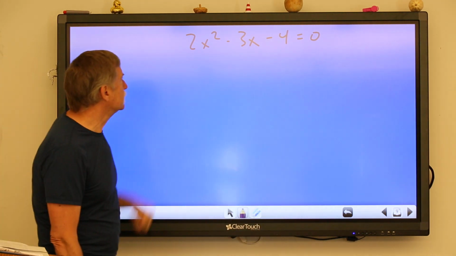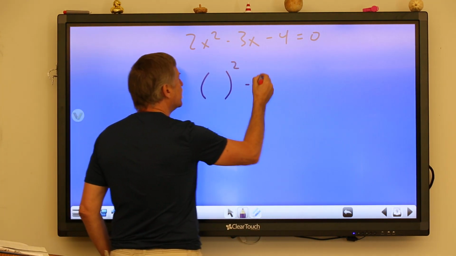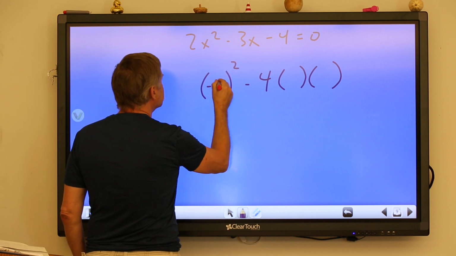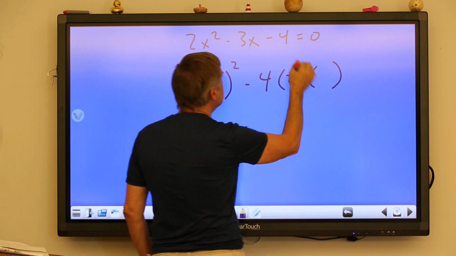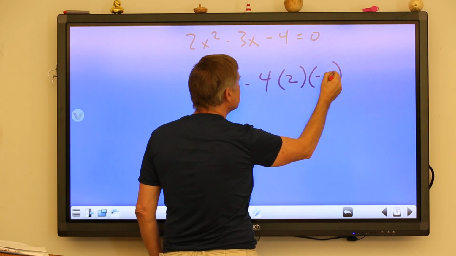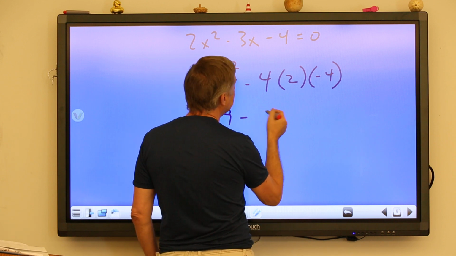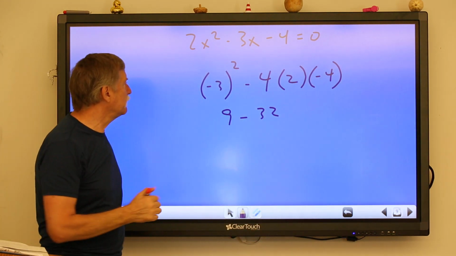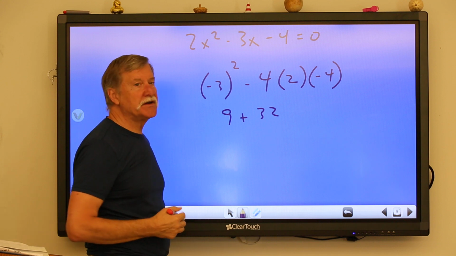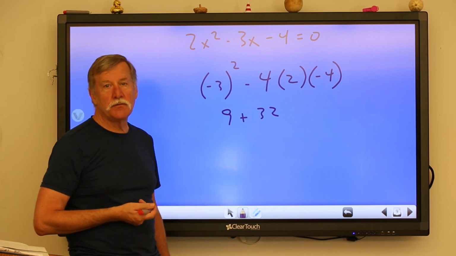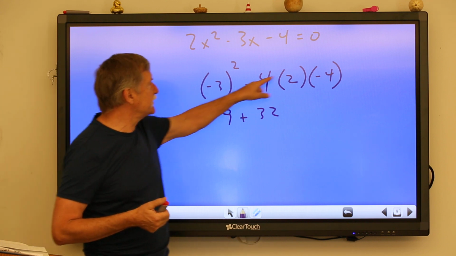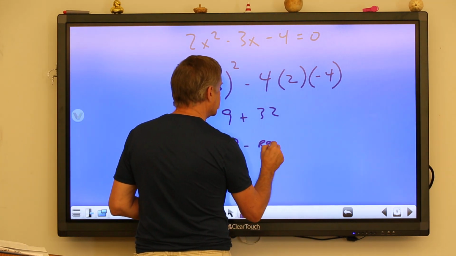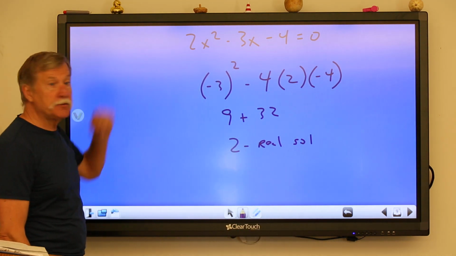Okay. What about this one? Well, once again, parentheses squared minus 4 parentheses. And we just have to figure out what's a, b, and c. Here, b is minus 3, a now becomes 2, and c is minus 4. So we get 9 minus, we got minus 4, is plus 16 times 2, 32. All right, plus 32, I should say, right? 9 plus 32, I don't even need to do the adding here to get 41, because that's going to be a positive amount, right? Minus times minus gave me plus 32. So here you say that there are two real solutions for that particular equation.